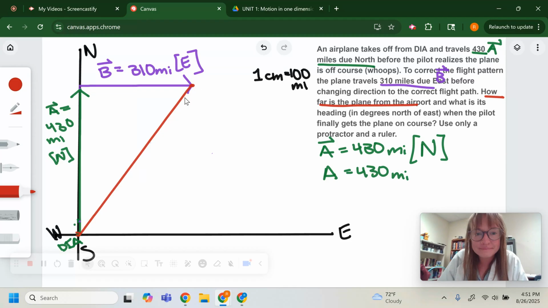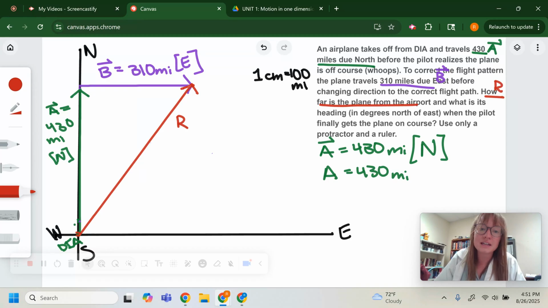Okay, so now what you're going to do is draw a vector that starts at DIA and goes all the way to the end, and then draw a little arrow on the end. If we call this vector A and this vector B, then we would call this vector R. The reason we call this vector R is because R stands for resultant. It's the resultant vector that results when you add together A and B.